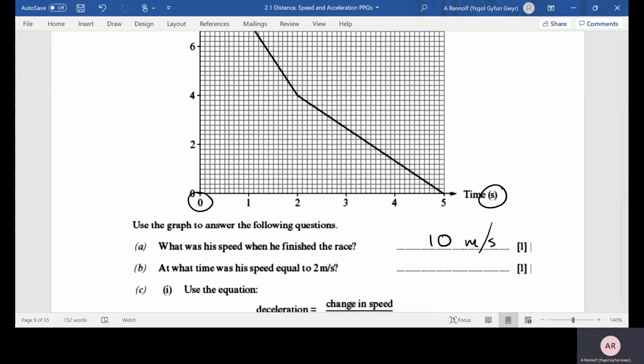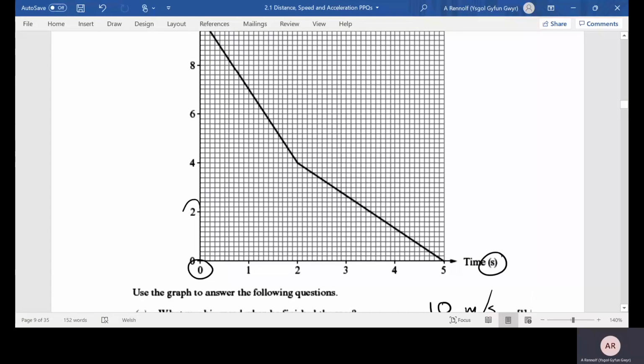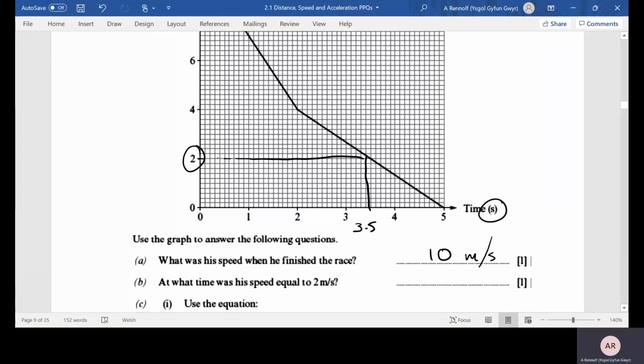At what time is the speed equal to 2 meters per second? So looking at that speed now. Well, we need to work across and then down, and we find that the time at which his speed is 2 meters per second is 3.5. And again, we need to put a unit with that, seconds.